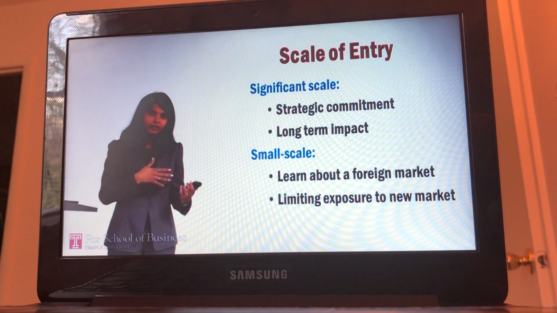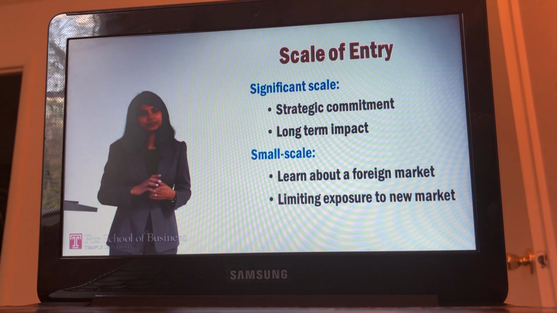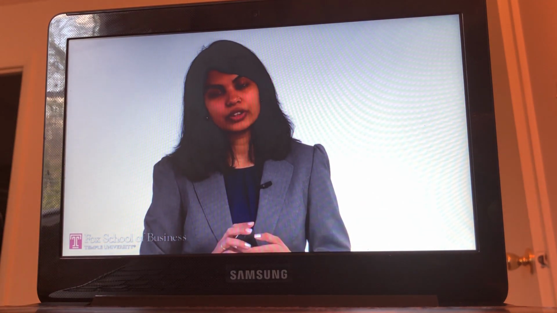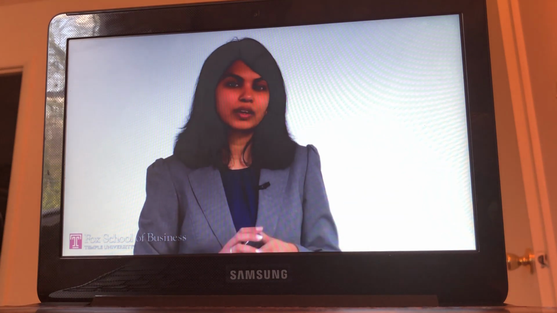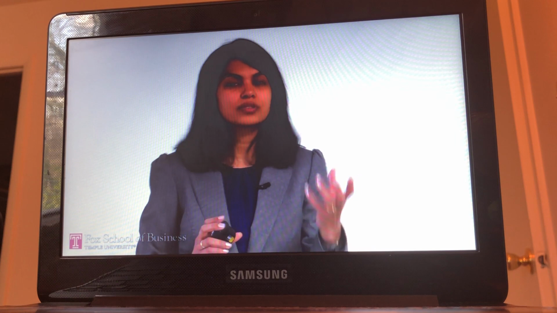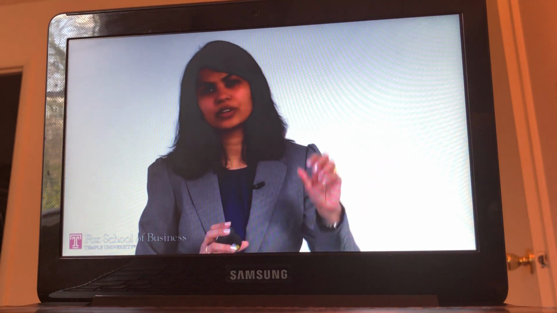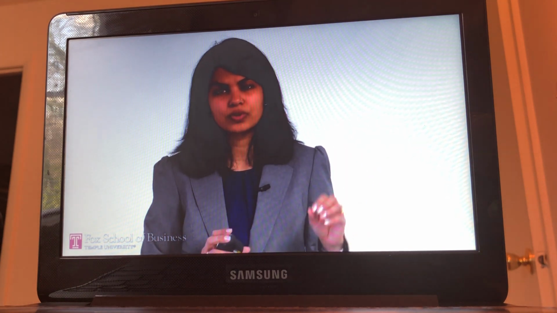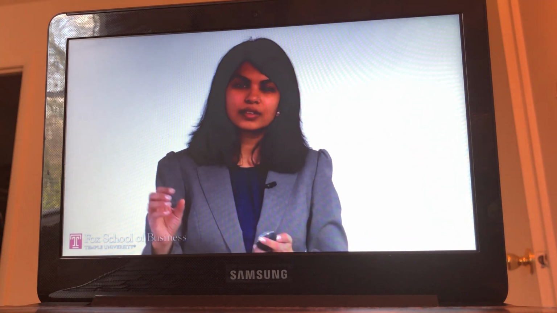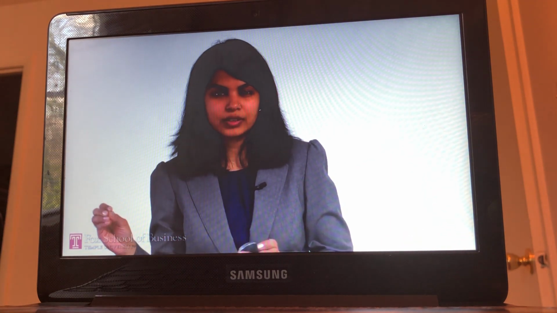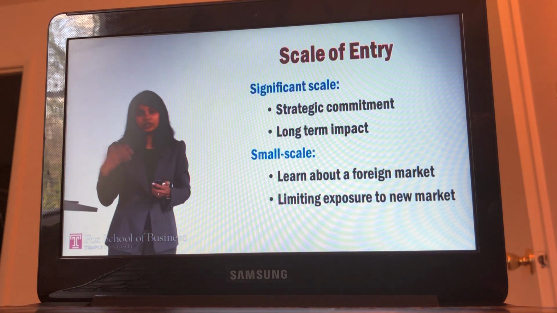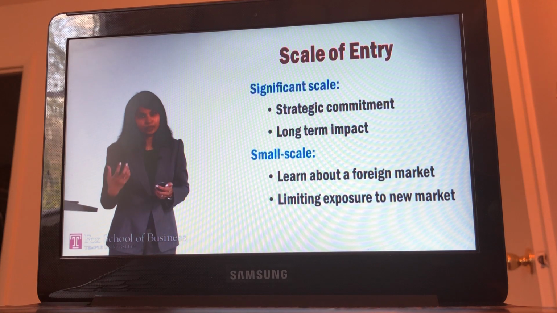If you enter the market on a small scale, for example, Tesco, a huge British retailer, when it entered the US market in, I think, the mid-2000s, it entered on a small scale. In California, opening a few stores, 1 or 2 stores, testing the market. So small scale entry signals low strategic commitment, but it is beneficial when you are entering a foreign market which is totally new, so you want to just get a feel of the market.